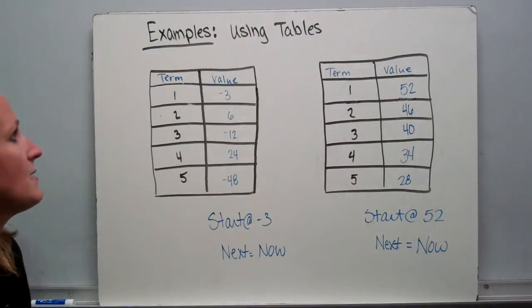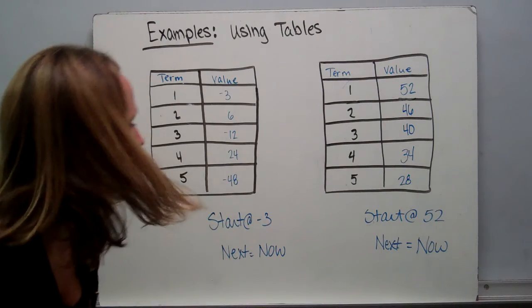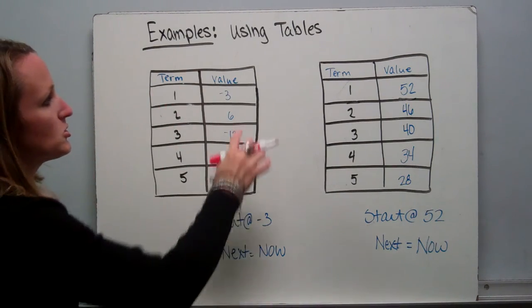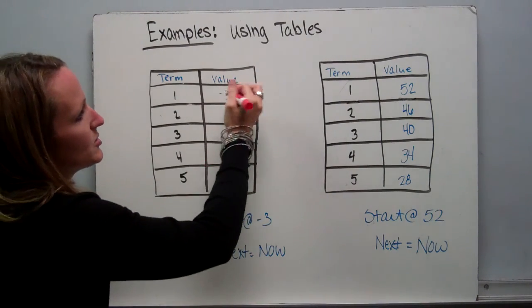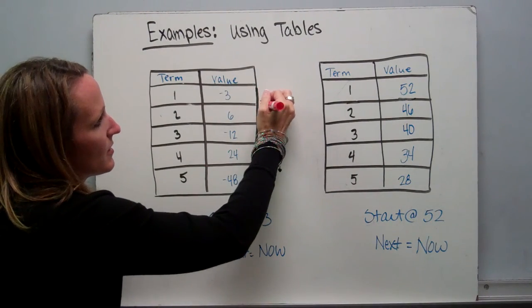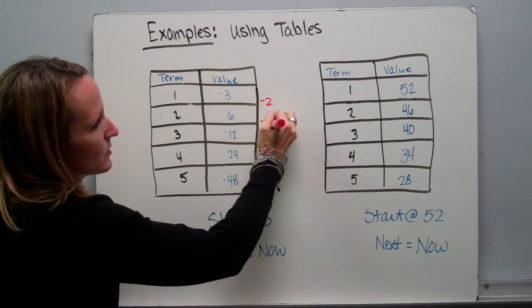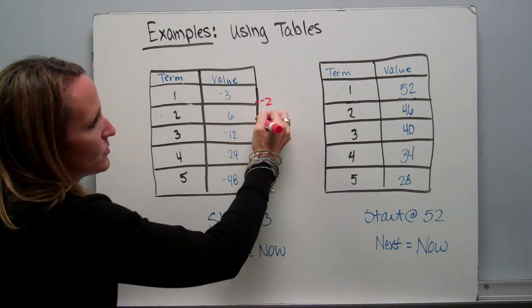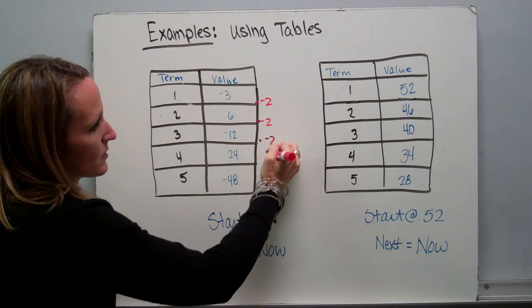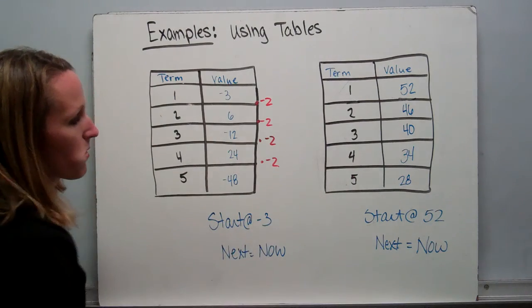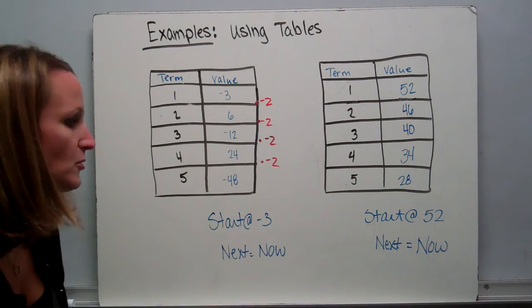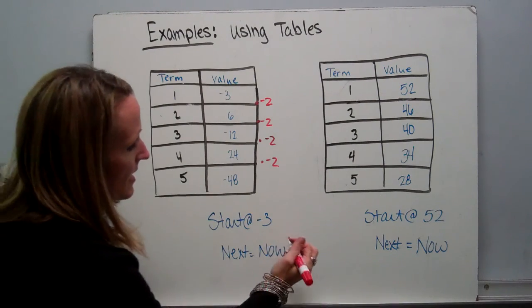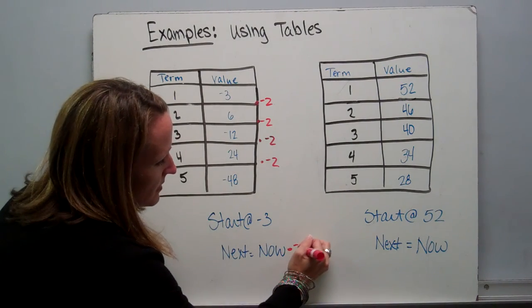Okay, now we're going to look at tables. So what's happening here? Look at your difference. We start at -3, our second term is 6, 12. So each time we're multiplying by -2. Okay, so this time our pattern would be start at -3, next equals now, times -2.